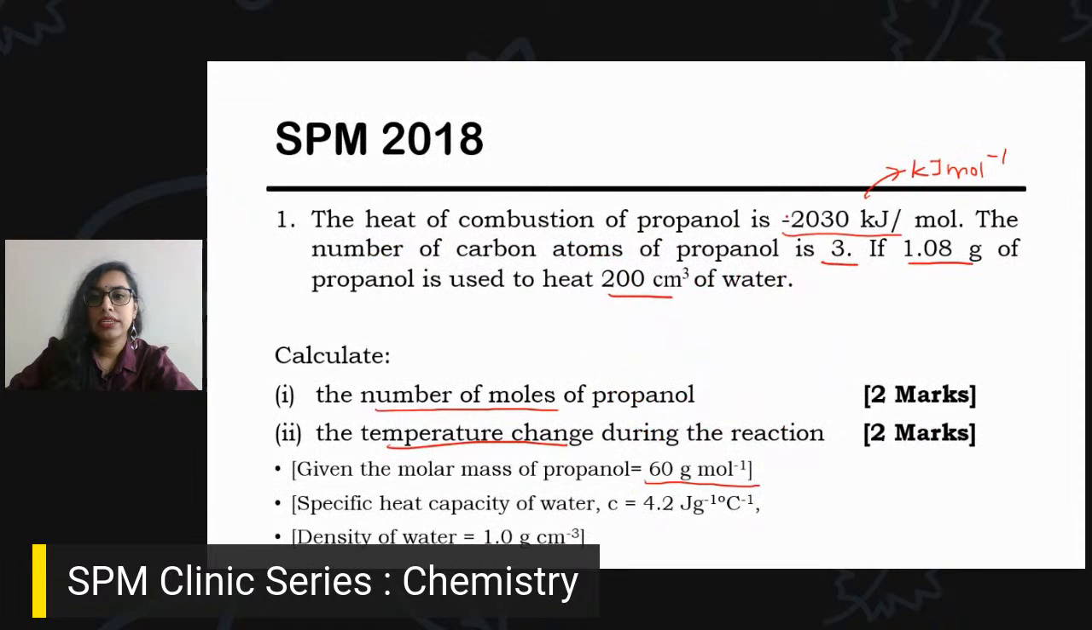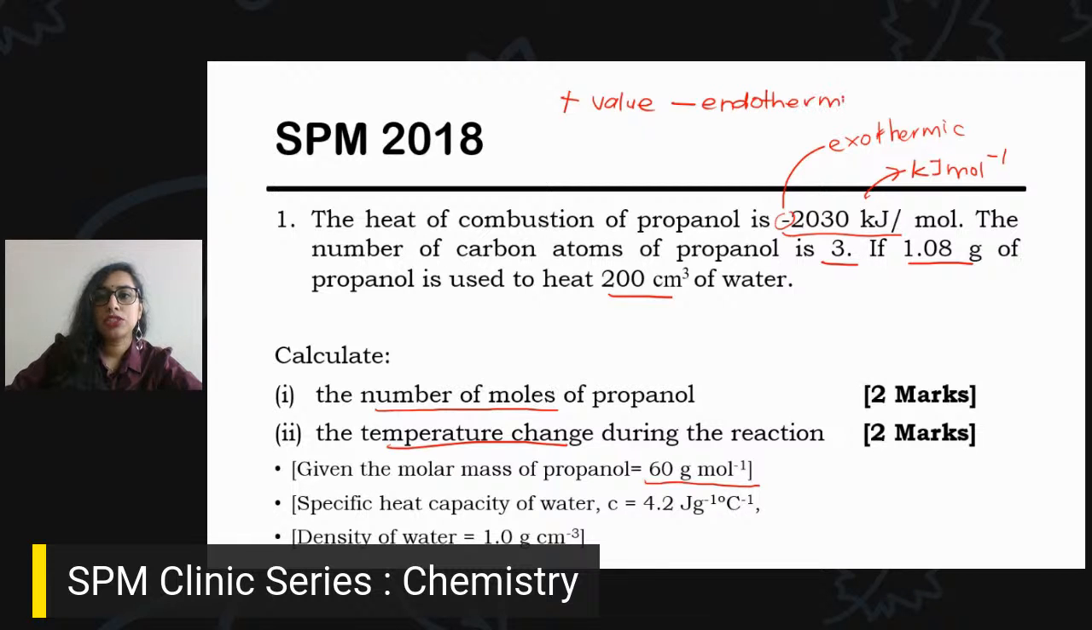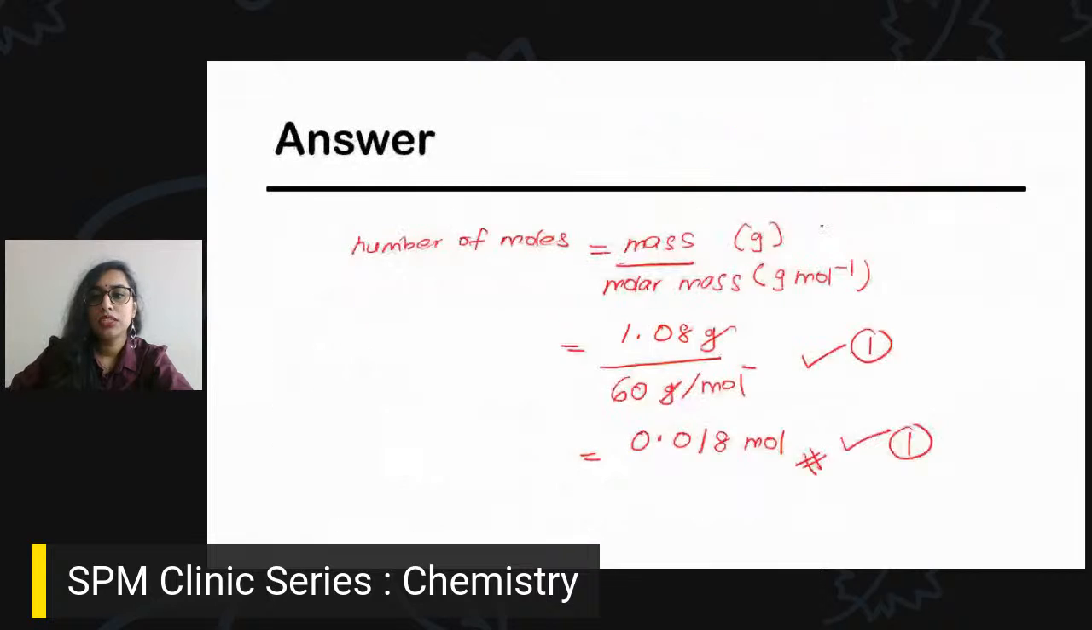We are not going to take the negative. This negative shows it's an exothermic reaction. If it is a positive value, it is an endothermic reaction. So this reaction for combustion is an exothermic reaction. All right, so we are not going to take the negative for the calculation. We are going to take only the value.